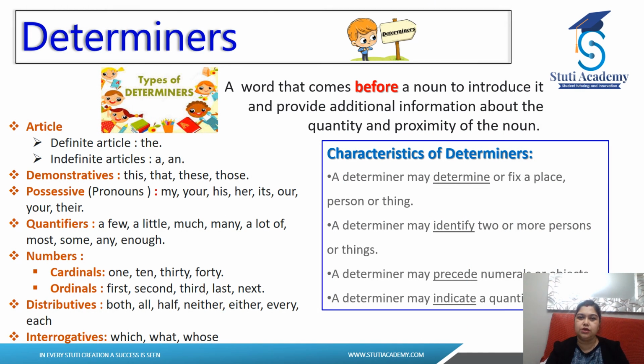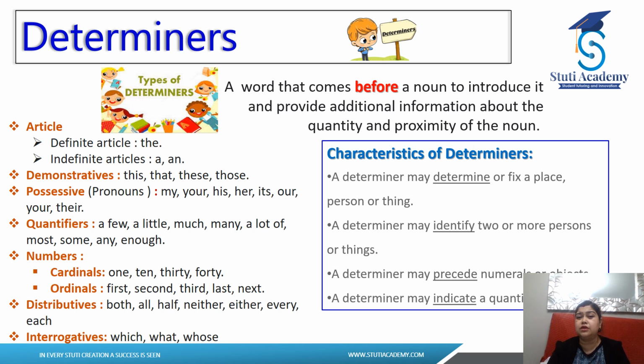What do you understand by this word determiners? Well, a determiner is a word that is placed before the noun. Now, this particular word gives us an understanding about the noun. It will introduce the noun and provide additional information. Like it will tell you about the proximity, whether the noun is close to us or far away, or the quantity, whether it is few or more or a lot. So it will tell you about the noun.